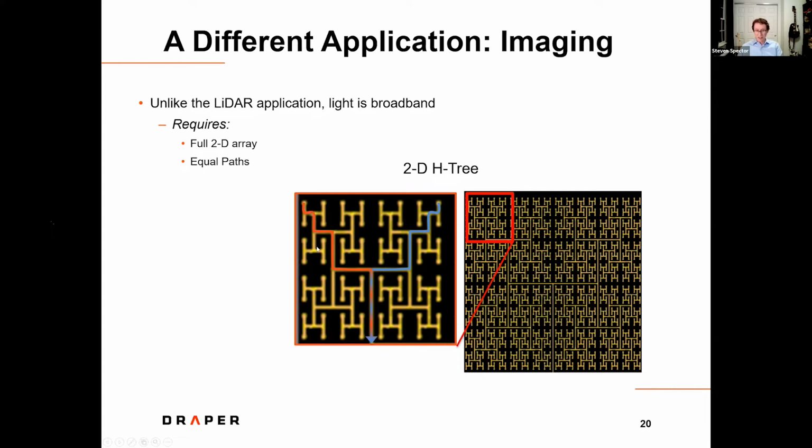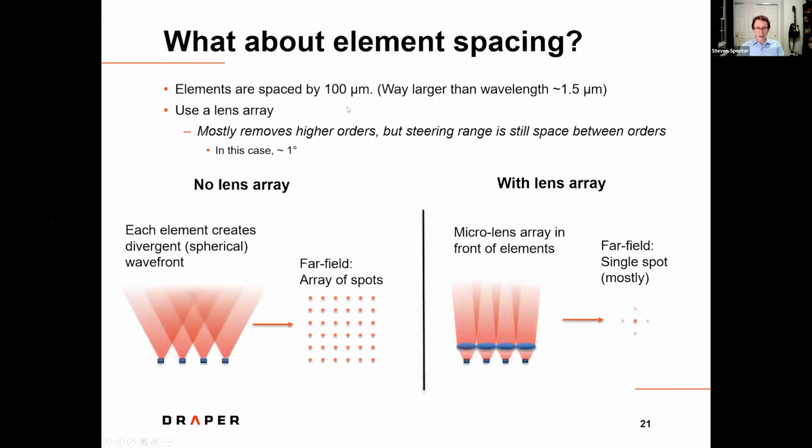One thing you'll notice, though, is that there are a lot of waveguides between these elements. So you can't get the elements that close together. So in this case, they're going to be separated by 100 microns, which is much larger than the wavelength, which is about 1.5 microns. So this is where we use a lens array. And what a lens array does is remove the higher orders. So if you look at the picture without the lens array, you have this very divergent light coming from each one of these sources, which is a grating on the chip. I'm turning it around to emission just because it's easier to understand, but it works in both directions.